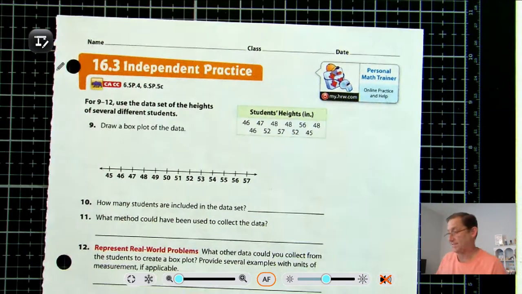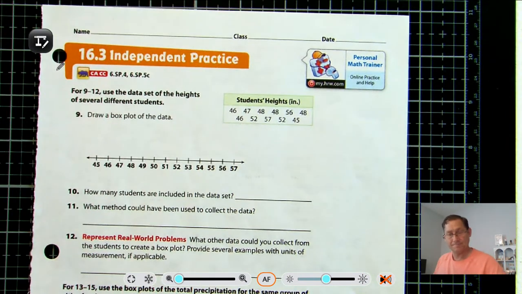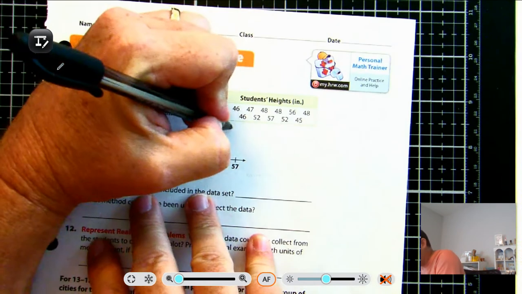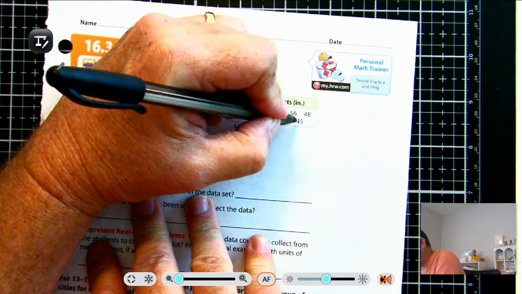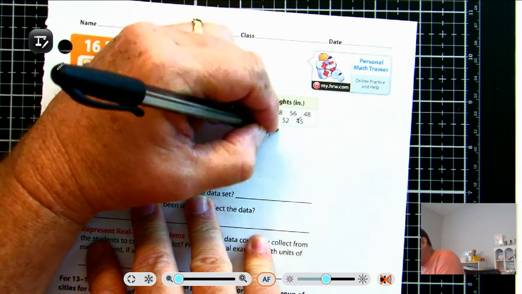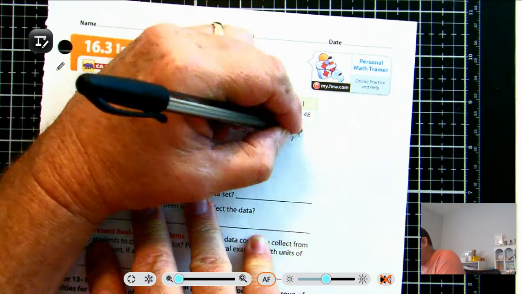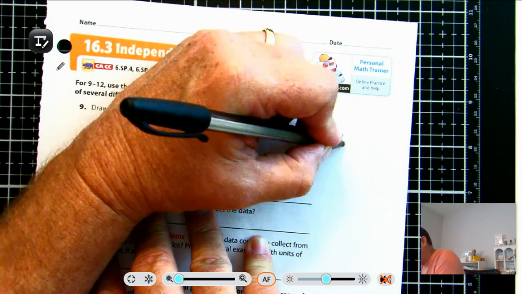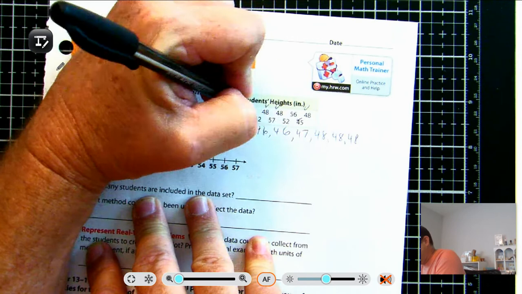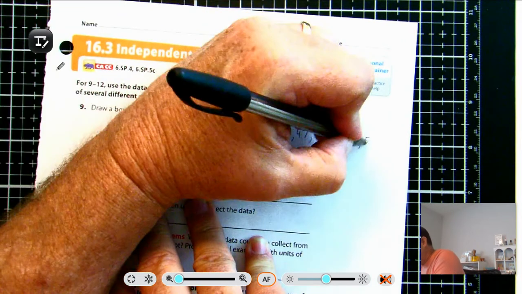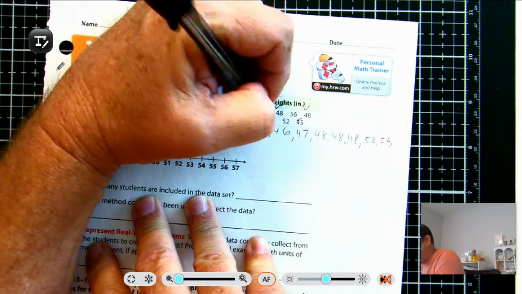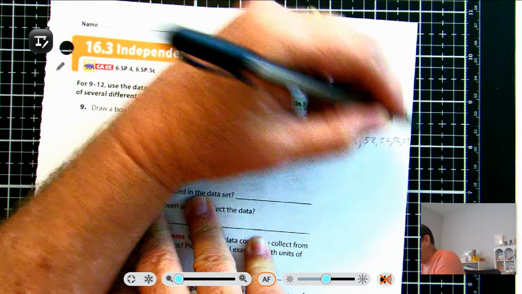All right, let's look at number 9. Use the data set of the heights of several different students and draw a box plot of the data. So first thing we want to do is put the numbers in order from least to greatest. We're going to start with 45, 46, 47, then there's 3 48s, 2 52s, 56, 57.